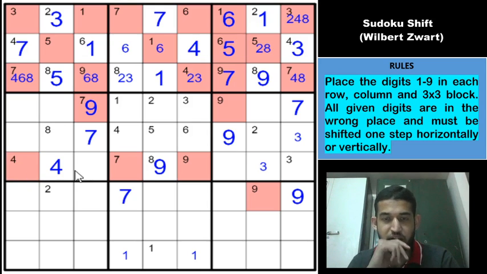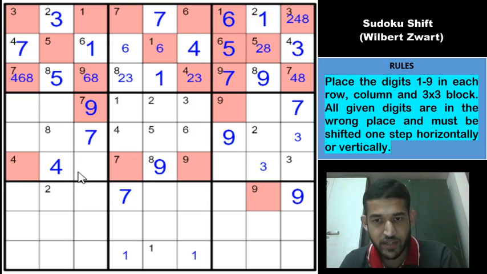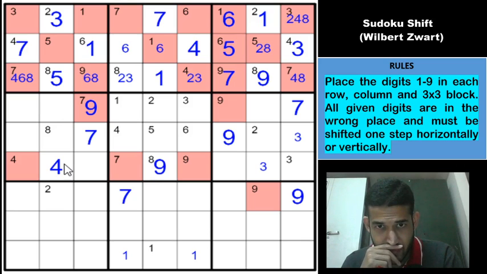Really sharp deductions to see all through the solve, guys. Not an easy Sudoku, definitely. So we got our 4 here. So how do we continue further now?